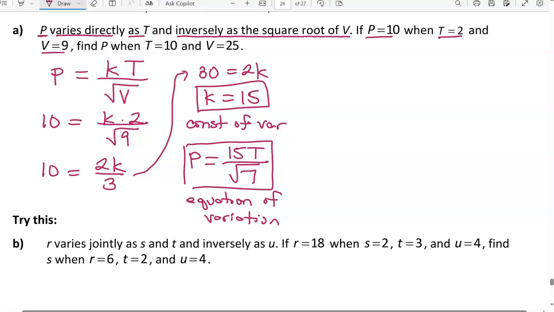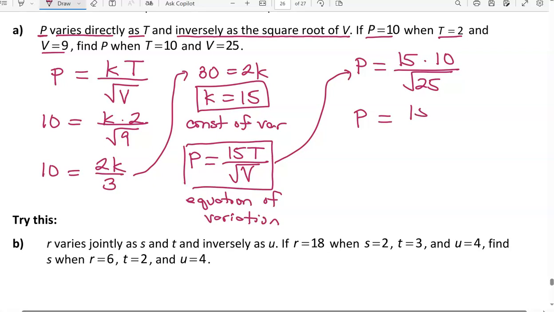And that has to be the equation that we write initially, but with the value of k inserted. And then there's finally the answer to the question, which is to find P whenever t is equal to 10 and v is equal to 25. So I just took that equation and I replaced the t with 2 and the v with 25. Now we just need to simplify. That's 150 divided by 5, which is 30, is the value of P, and that's the answer to the question.